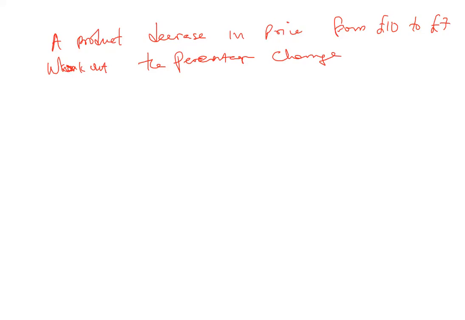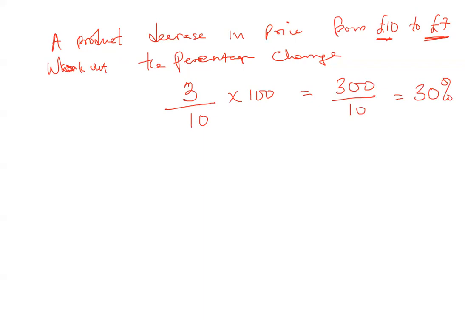The price was £10 before, it now became £7. What is the change? The change is £3. So you put 3 there. What was the price before the decrease? The price before the decrease was £10. You put that there. Now multiply by 100. That gives you 300 divided by 10, which gives you 30%.